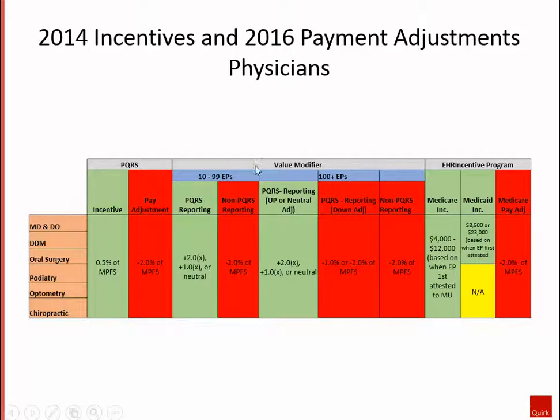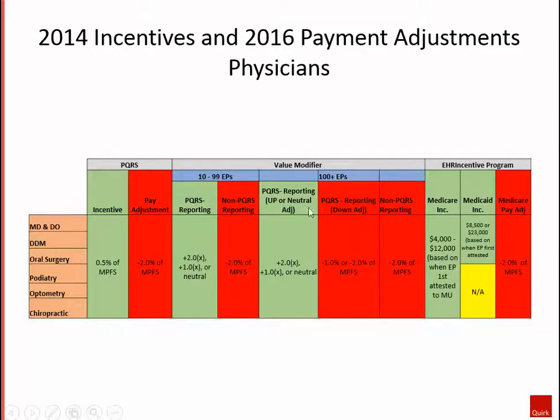So the second thing to look at is the value modifier. Value modifier is tied directly to your PQRS reporting. We're going to talk a little bit later about how the value modifier is calculated, but one of the items is quality of care. The quality of care comes from the PQRS reporting. So remember we talked about 100 or more eligible professionals began their quality reporting back in 2013. So they have a little bit of a different value modifier adjustment for the year 2016.